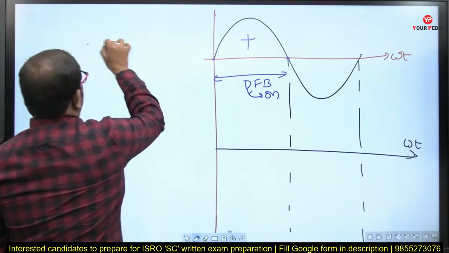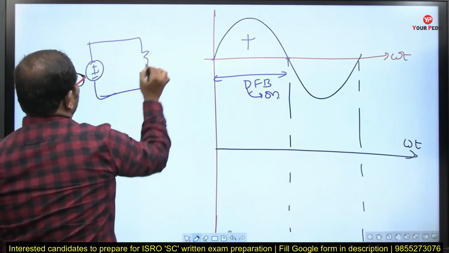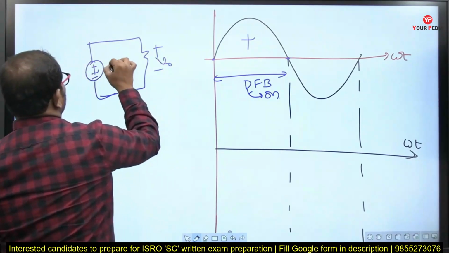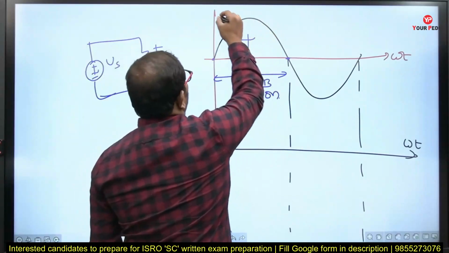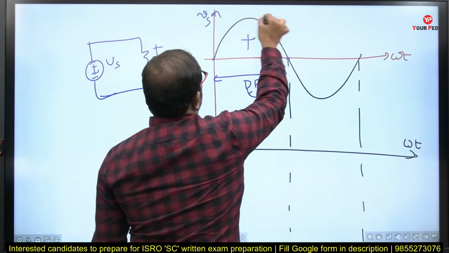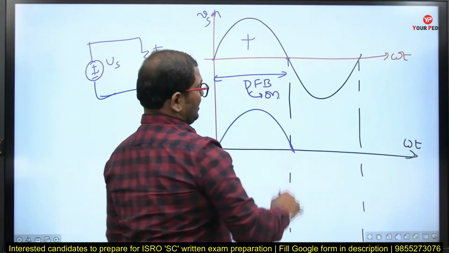Once the diode is turned on, the circuit looks like this. So what is the output voltage you will get? The output voltage is equal to your source voltage. What is the source voltage in the positive half cycle? This is your source voltage, changing in a positive sinusoidal nature. So the same voltage you will get here.